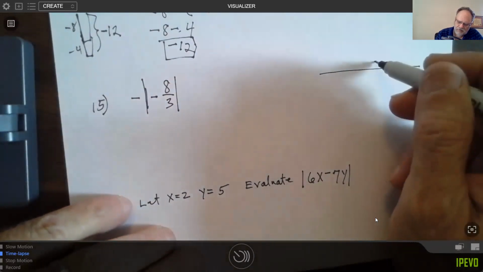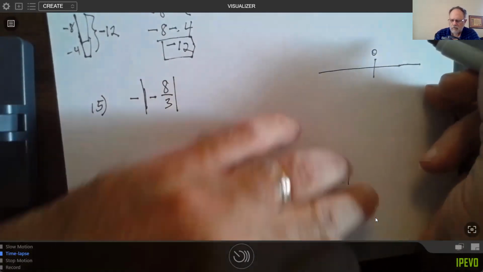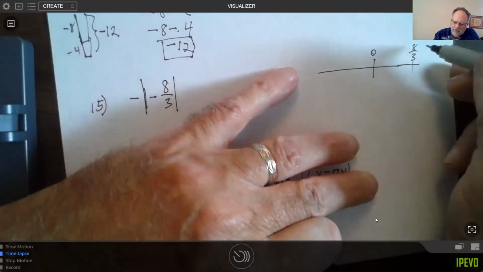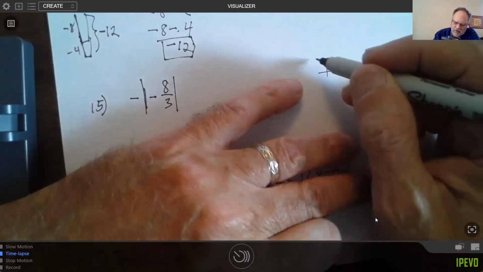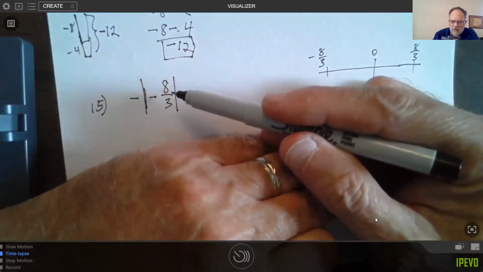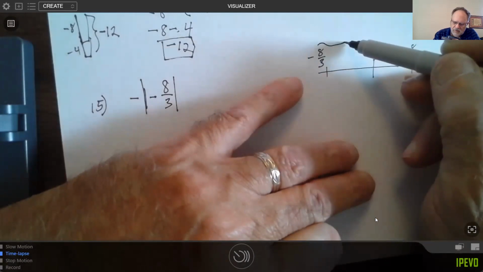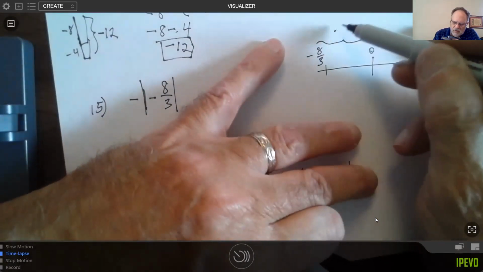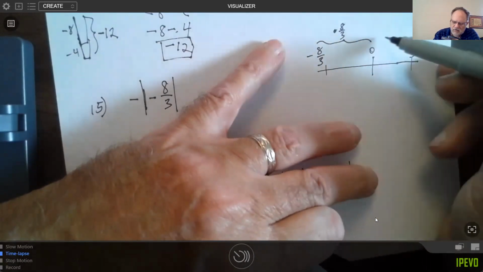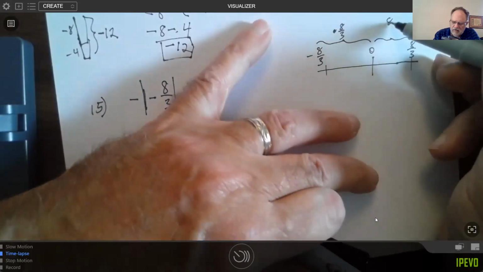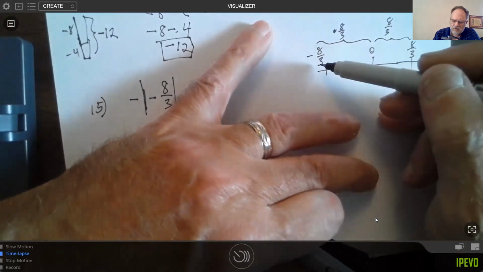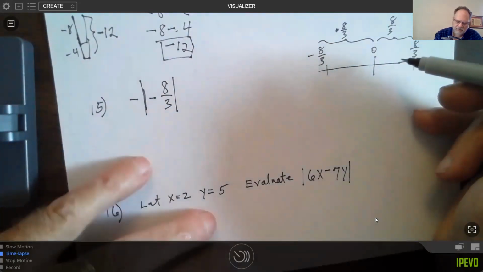Here's the number line. Here's 0. Here's 8/3. And here's a -8/3. Absolute value means the number of units from 0. Well, we are 8/3 units from 0, and we're 8/3 units from 0, from positive 8/3 to 0, as we are from negative 8/3 to 0.